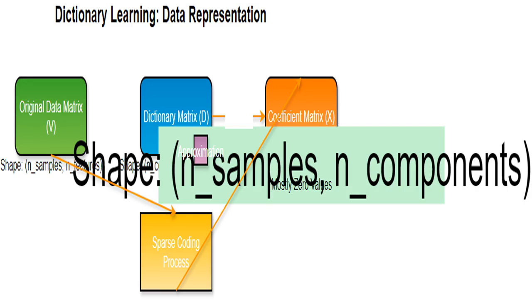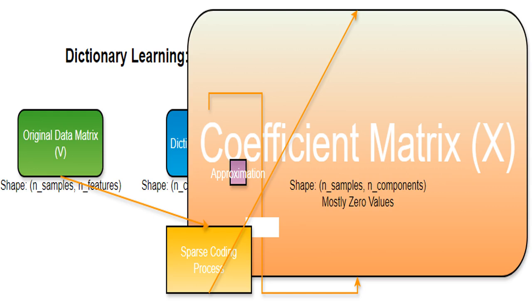This matrix holds the weights, or coefficients, showing how I combine the basis vectors in D to approximate the original data V. It indicates how much of each basis vector is needed for each data point. Think of it as a recipe. X tells me how much of each ingredient, basis vector, to use for each dish, data point. This describes the size of X: n_samples represents the number of data samples and n_components the number of basis vectors.